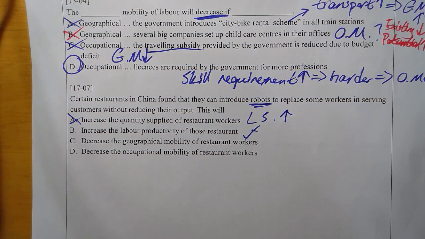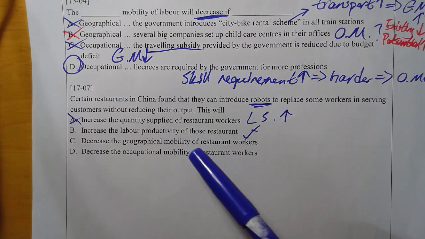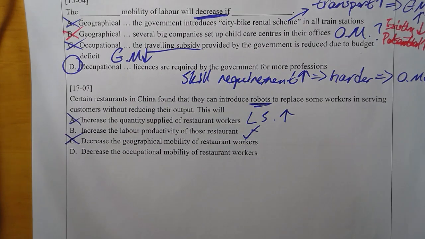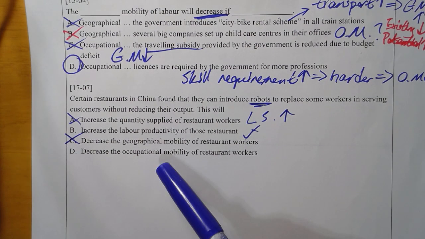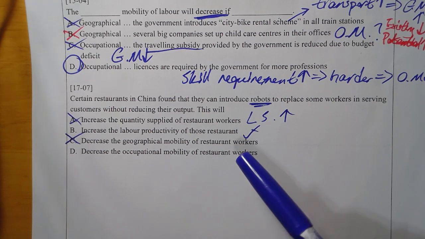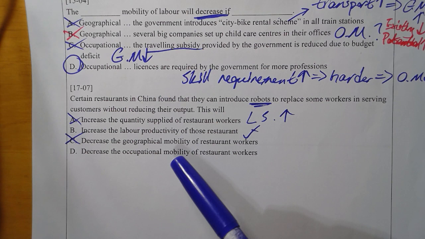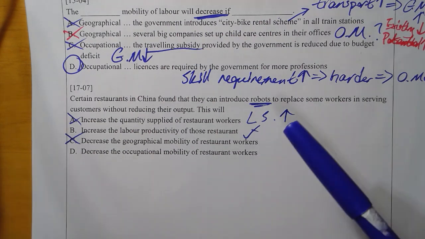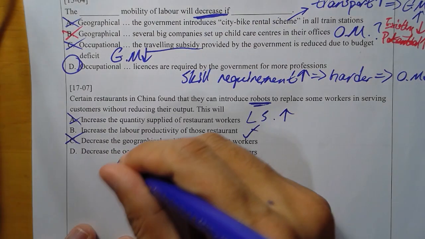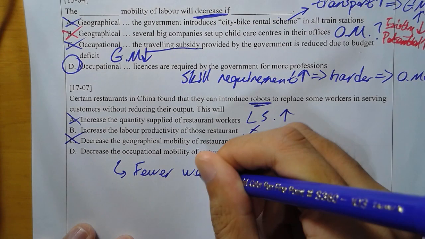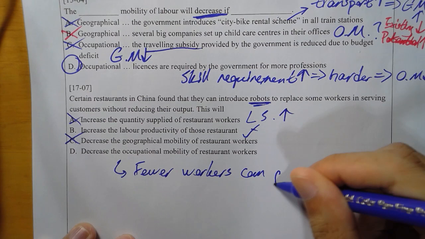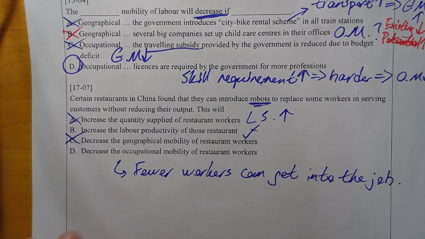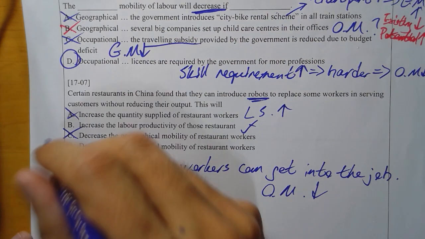Alright, we'll check later whether it's right. Decrease the geographical mobility of restaurant workers. Geographical, what does that have to do with it? Decrease the geographical mobility of restaurant workers. Occupational mobility. Oh, right. Now, you see, when the workers are being replaced, which means fewer workers can get into the job, right? Get into the job, which means occupational mobility would decrease. So this is the answer.